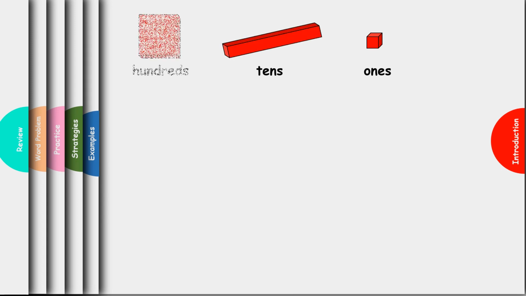When adding numbers, place value is very important. So, remember that we use a unit for the ones, a rod for the tens, and a flat for the hundreds. So when we say 5 ones or 5, it is represented by 5 units. 1, 2, 3, 4, and 5.